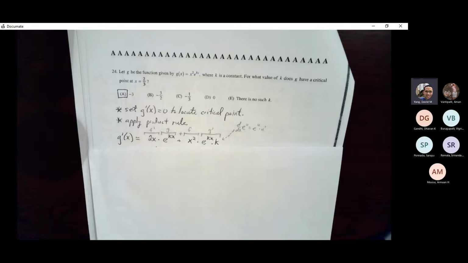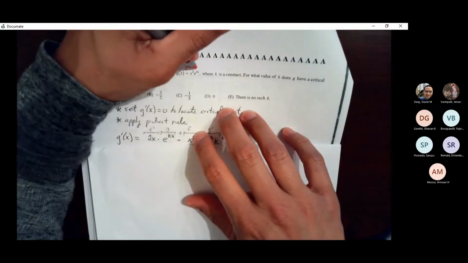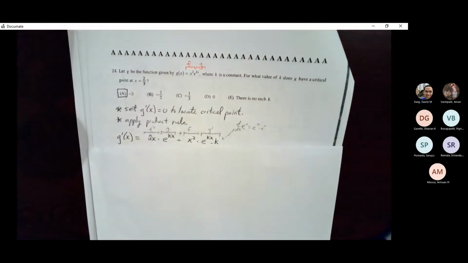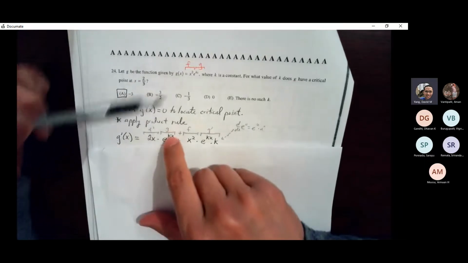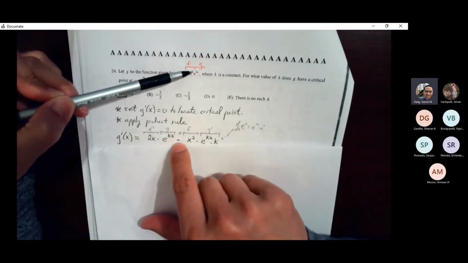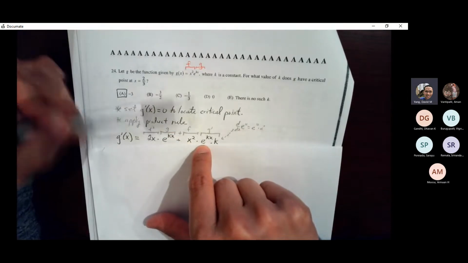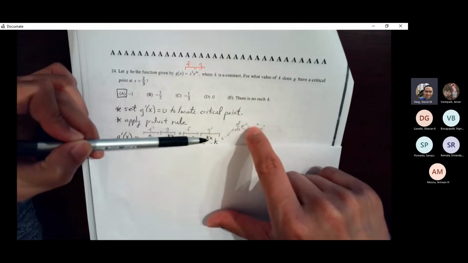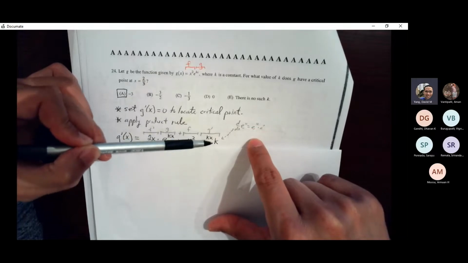Okay, so here's my f prime g plus f g prime. x squared is my first function. e to the kx is my second function. x squared becomes 2x. We keep that e to the kx, plus x squared times, now the derivative for e to the kx is e to the kx times k, because the derivative for e to the u is e to the u times u prime. So the derivative of kx is just going to be k.